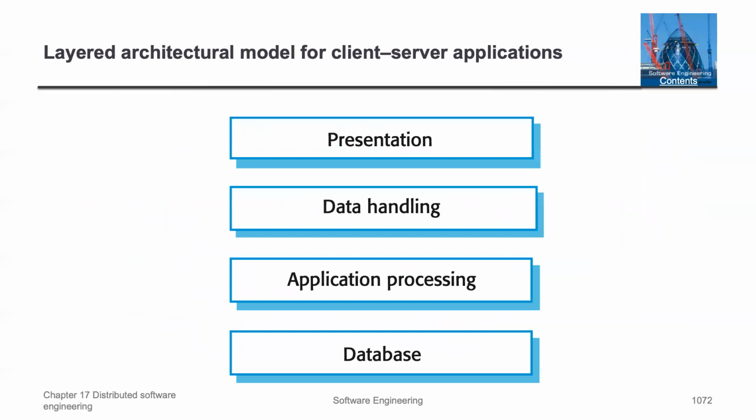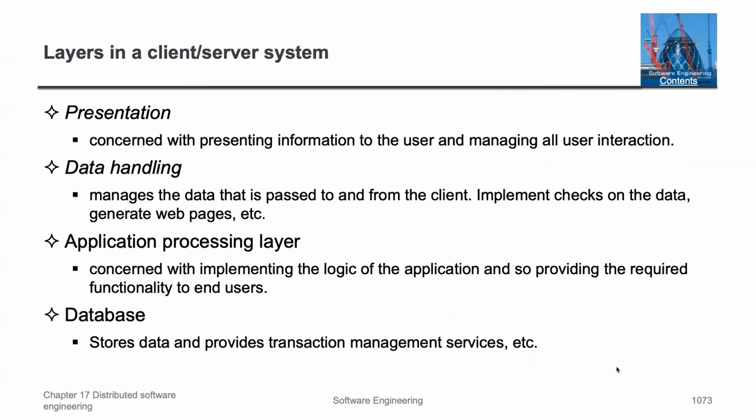And so here is a picture of the layered architecture model for client-server applications. And so there's the presentation that the client would see from their own web browser. There's the data handling, application processing, and finally the database. And so that's how it could look. Well, let's talk about those components one at a time in terms of the layers in a client-server system.